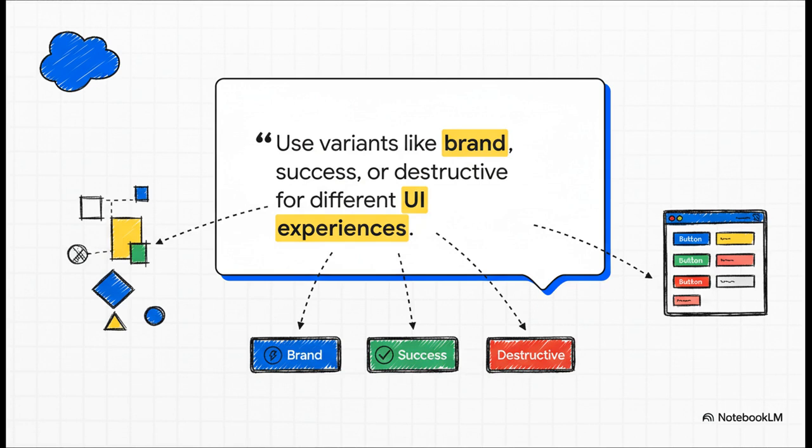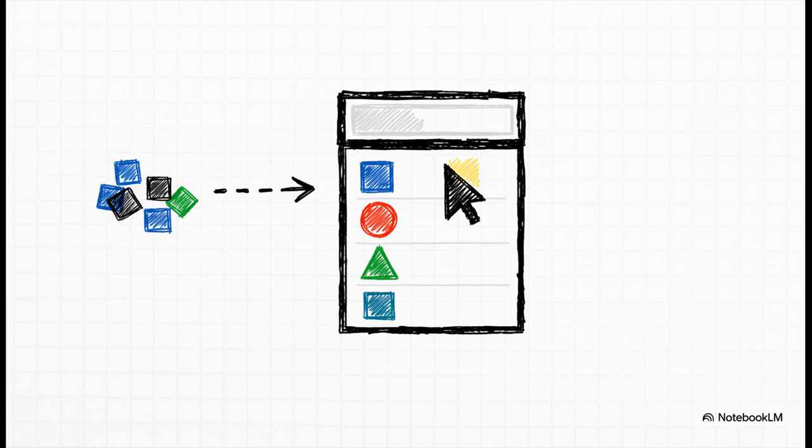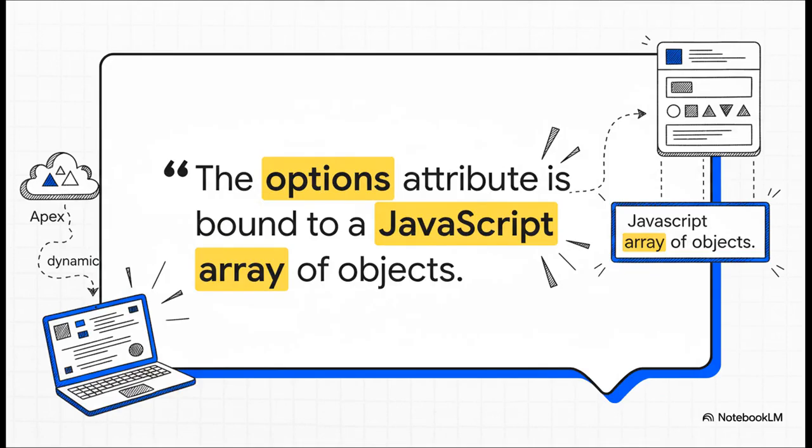So cool. Need a drop-down menu? A pick list? The lightning-combobox is your go-to for any kind of selection list. And this just shows how dynamic these things are. You can see the options attribute in the HTML is just bound to an array of objects in your JavaScript. That means you can easily fill your dropdown with data you pull from Apex or just define it right there in your code. It makes your UI super flexible.